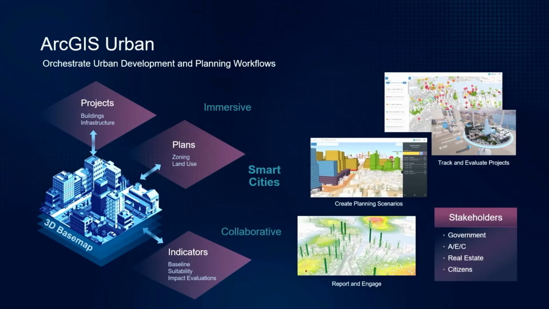ArcGIS Urban is intended to be a complete focused system for zoning management and also for allowing cities to manage and visualize plans and projects and then share those with some of their stakeholders.